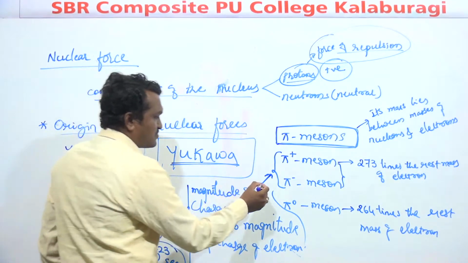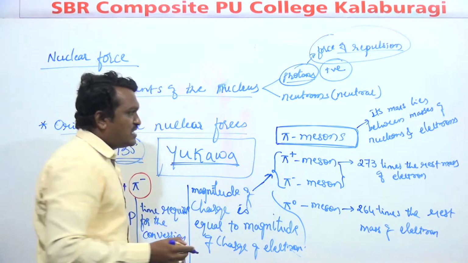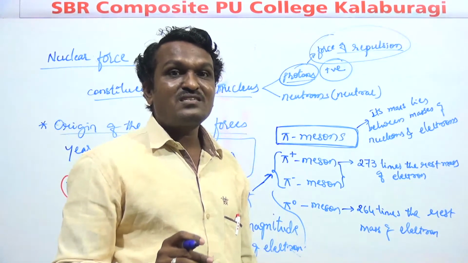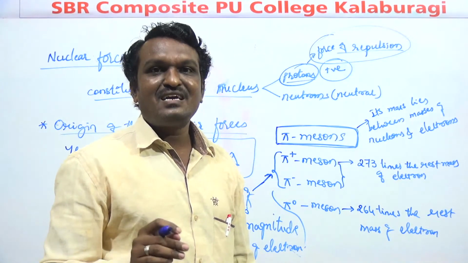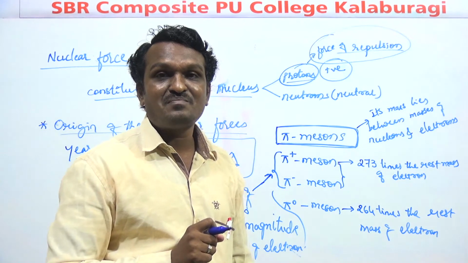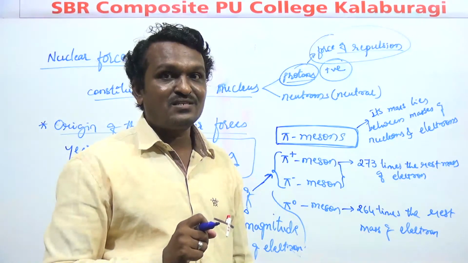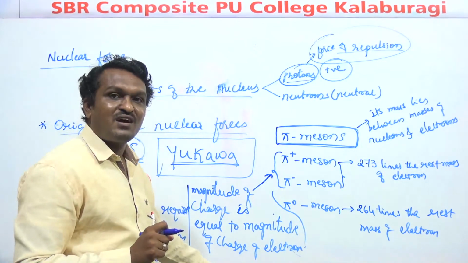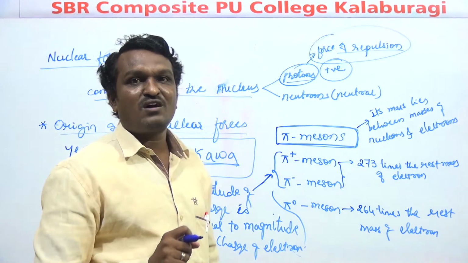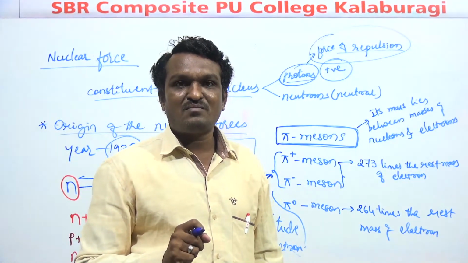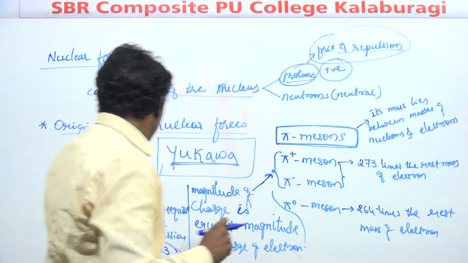So here, as I told you, these pi mesons can be charged mesons. If they are charged, what is the magnitude of their charge? The magnitude of the charge of these charged pi mesons is the same as the magnitude of the charge of the electron. You know the magnitude of the charge of an electron is 1.6 into 10 to the power minus 19 coulomb.